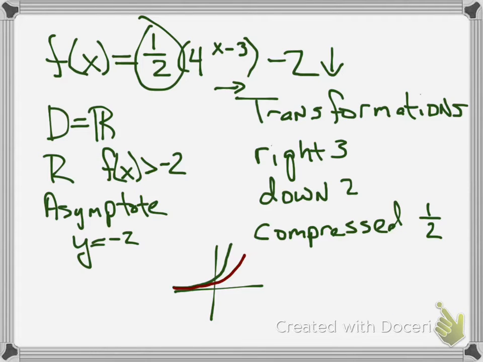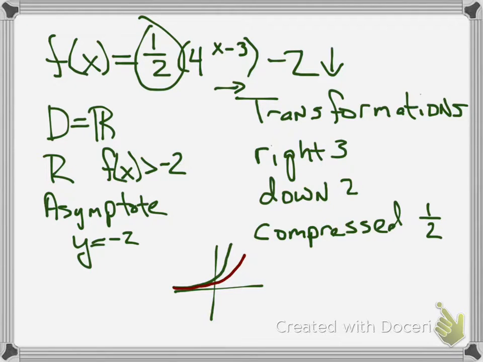So let's look at the domain and range of this. The transformations here, and I'm showing it all to you, notice the domain is still all real numbers. The range is greater than negative 2, so notice that relation between k and the range, and the asymptote is at y equals negative 2. That is the boundary line. That is the line that the graph would approach but not get to.